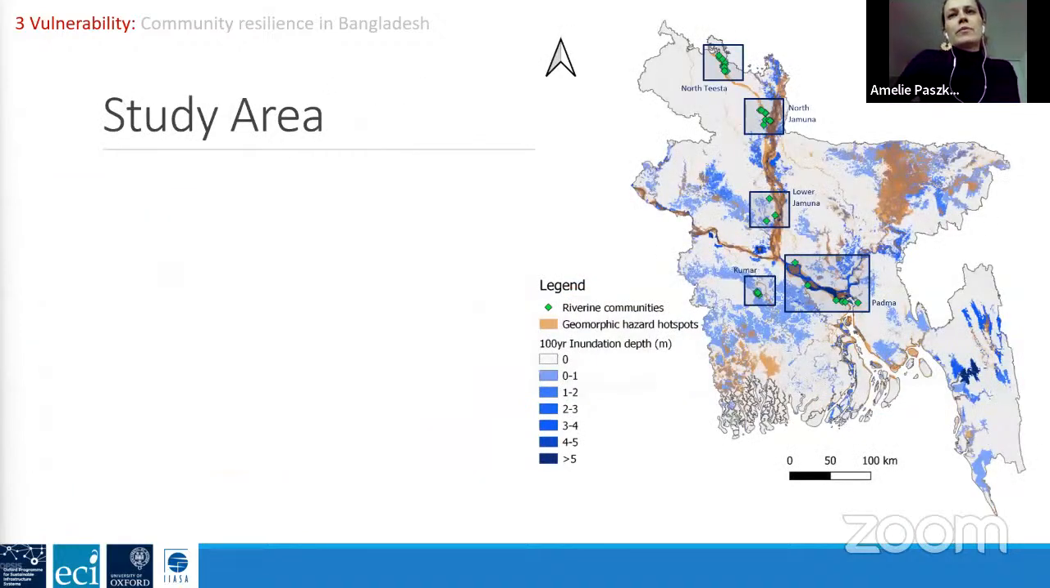So for the purpose of the study, we're looking at 35 riverine communities across Bangladesh, covering a total population of 71,000 people. These were selected by local NGOs, and they based those decisions on the communities having high flood and erosion risks, high levels of poverty, and resource-dependent livelihoods. So basically, these are the worst-case kind of situations.